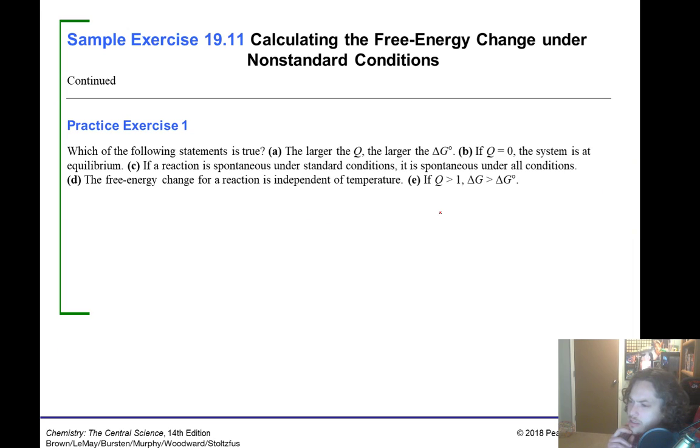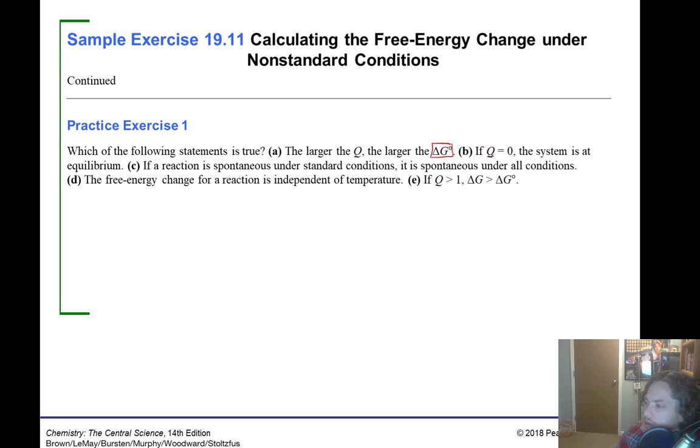All right, this one says, which of the following statements is true? It says the larger the Q, the larger the delta G standard. If the standard wasn't there, then I think that would be true, but I think they're trying to trick us. Let's see what the other ones are and see if this was a typo or not.